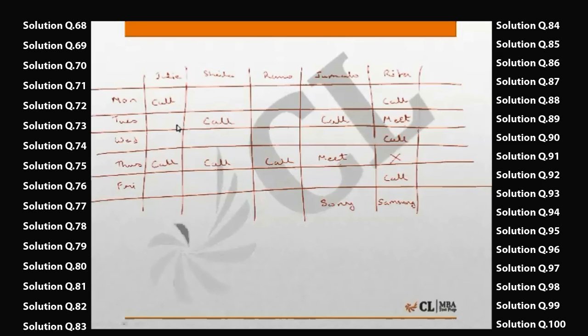Now go to statement 1. He meets a friend whom he calls from his Apple phone on Friday, which is one of the 3 days on which he calls Sheila. He is calling Sheila on Friday. A call will come here. Fine. And he is meeting the friend from whom he calls from his Apple phone.